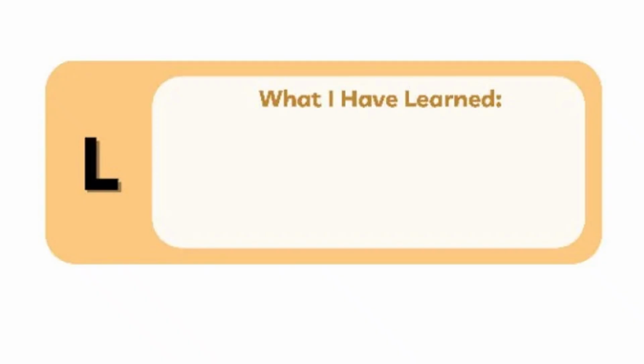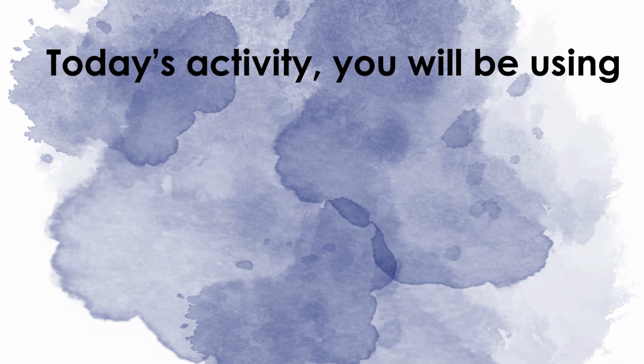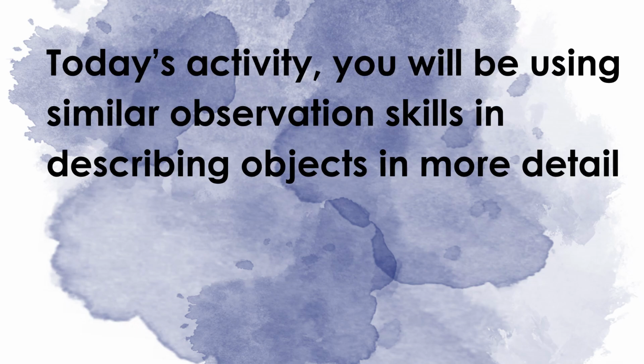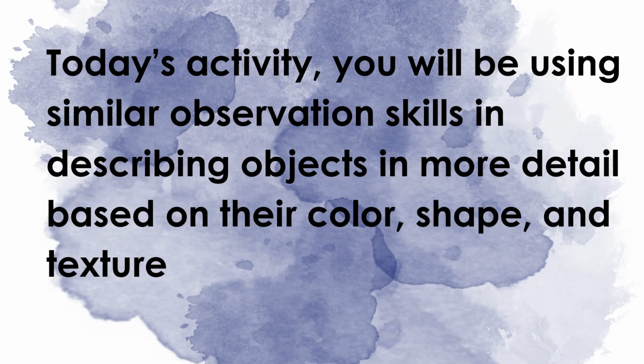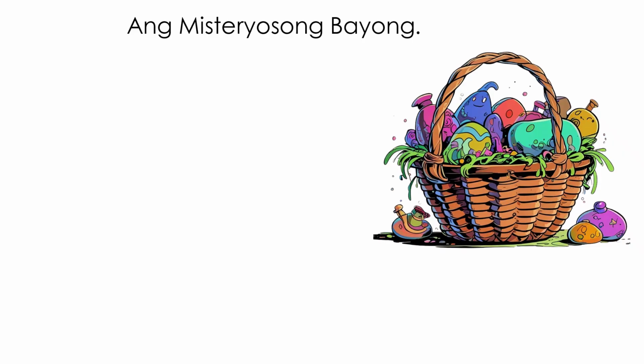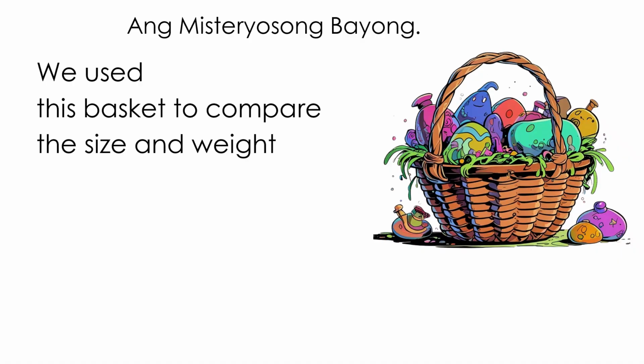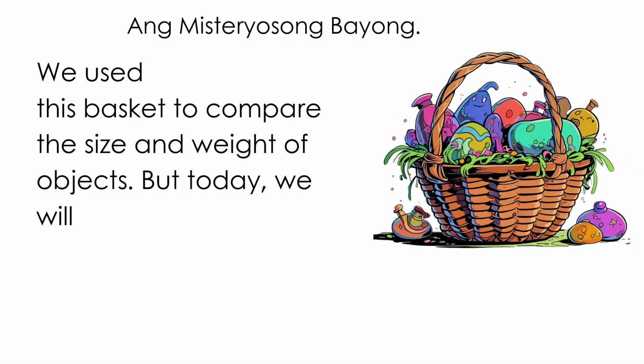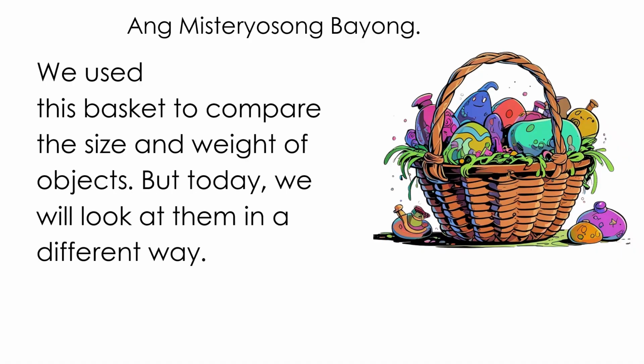Now that we've shared what we know and what we want to learn, let us explore objects and describe them in detail. Today's activity, you will be using similar observation skills in describing objects in more detail based on their color, shape, and texture. First, in ang misteryosong bayong, a mystery basket, we use this basket to compare the size and weight of objects. But today, we will look at them in a different way.